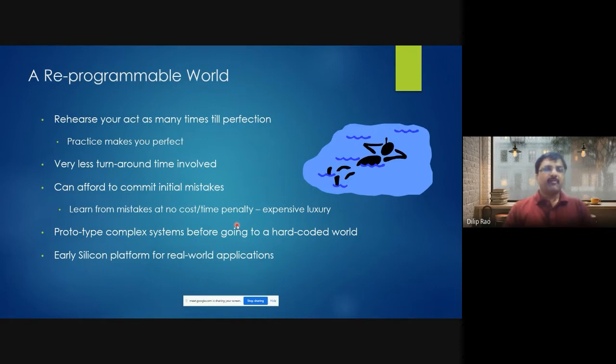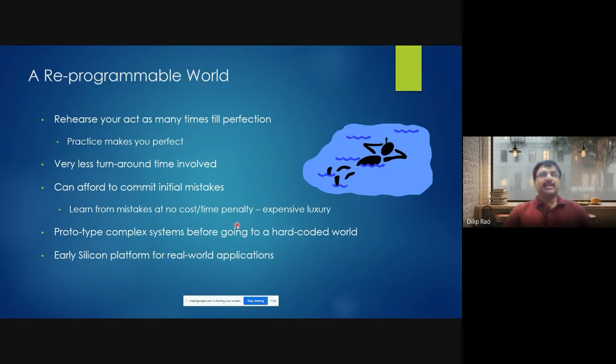Early silicon platform for real world applications. This can be seen as a prefabricated silicon. An FPGA is a prefabricated silicon. You already have a silicon which is already available. It is just that the functionality is not hard coded, it's open. You can realize the circuit that you desire on the basis of the code that you have written. So that's the advantage here.